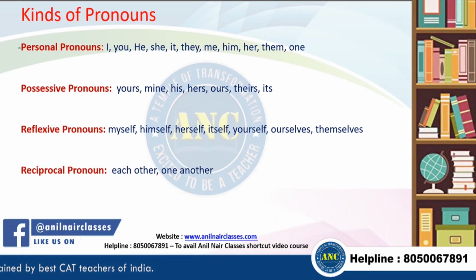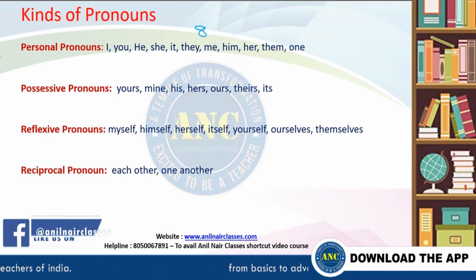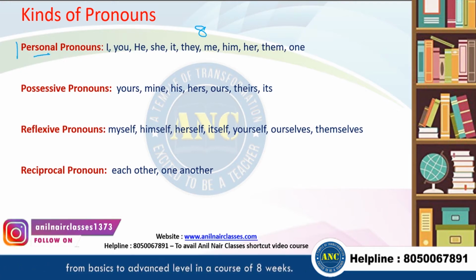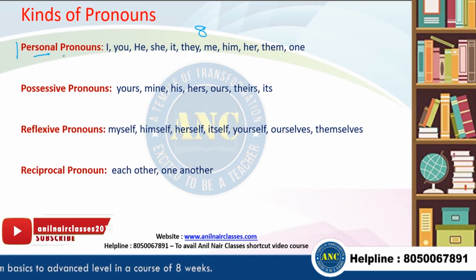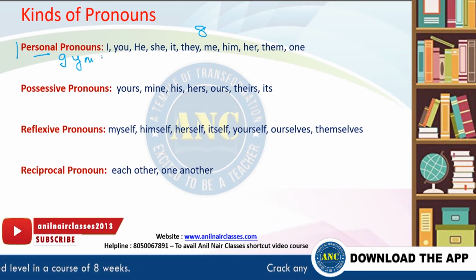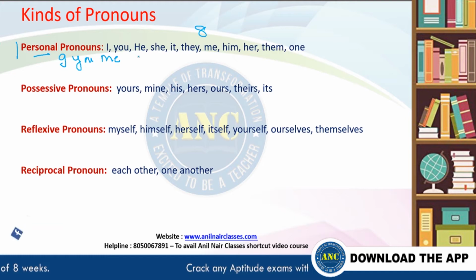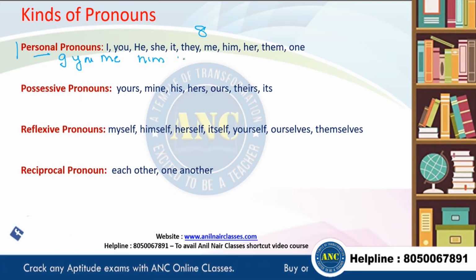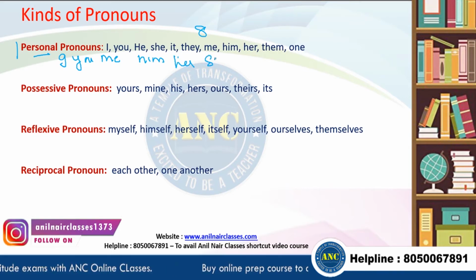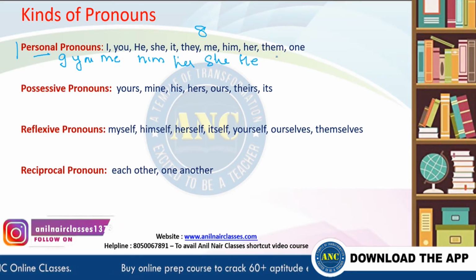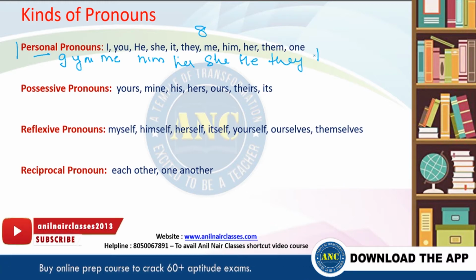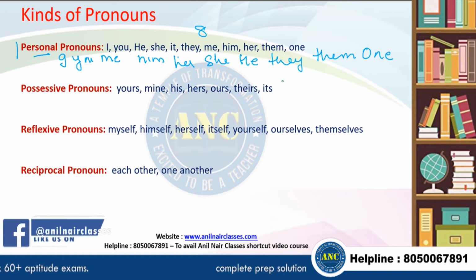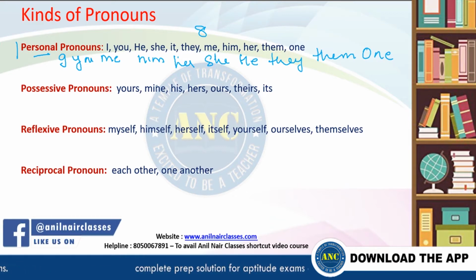Now there are 8 types of pronouns. The first one is the personal pronoun, where you can talk personally to someone. Like I can talk to you, you can talk to me, right? I can talk to him, he can talk to me, I can talk to her, she can talk to me, they can talk to me, I can talk to them, and one of you can talk to me, right? So this is the easy way of remembering these personal pronouns.